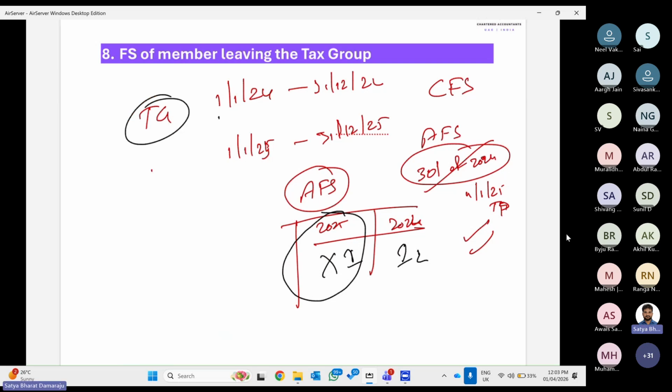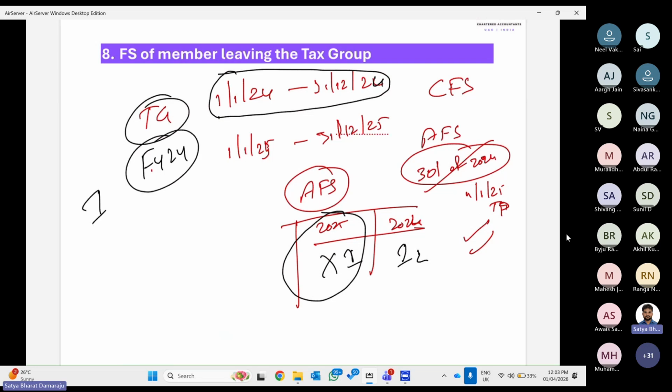Tax group, sorry, I'll just repeat. There is a tax group which is effective from 1st of January 2024 and it got approved in 2024 itself. So this will be considered the first tax period. So in 2025, we are bound to show the first tax period.